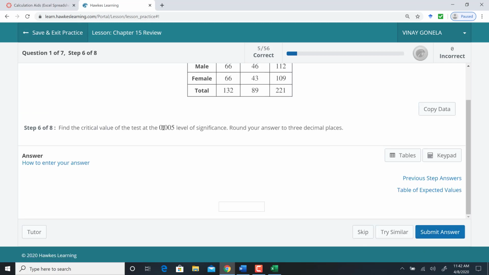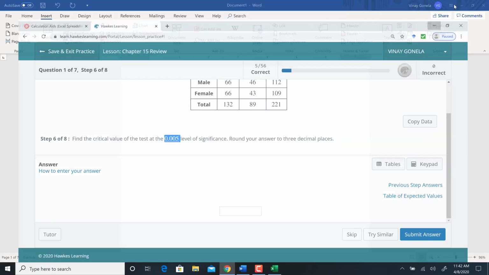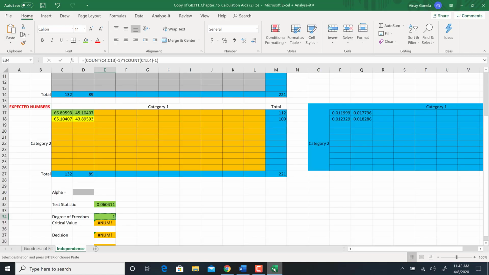And then find the critical value at alpha equal to 0.005. So I need to type in alpha equal to 0.005 here, and then the critical value would be 7.879. So I will copy that value. Let me highlight that. So that is our critical value.